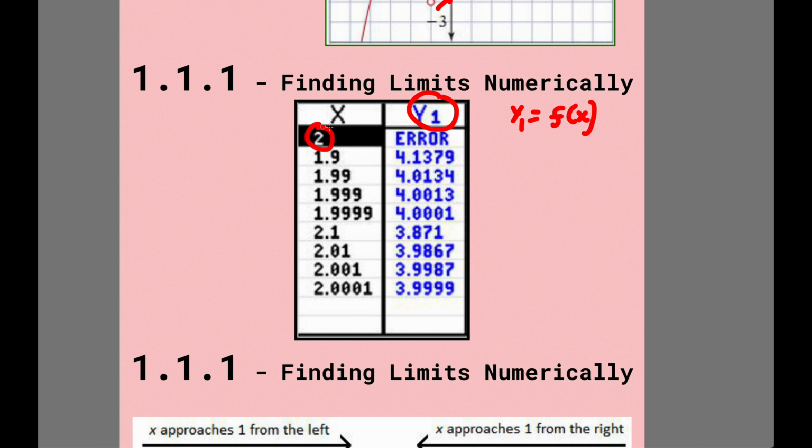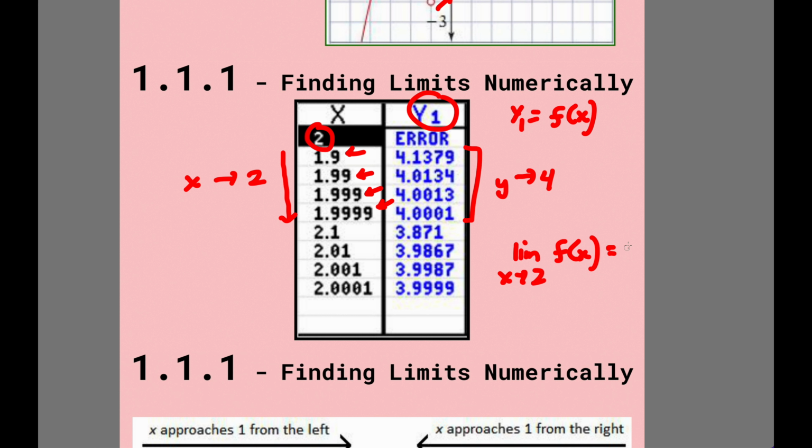If you plug in 2, it's undefined. But if we use limits, we can figure out what the value could be by getting infinitesimally closer to 2. So it's 1.9, then 1.99, 1.999, 1.9999. As you get closer and closer to 2, the y values are getting closer to 4. So the limit as x approaches 2 for this one could be equal to 4.